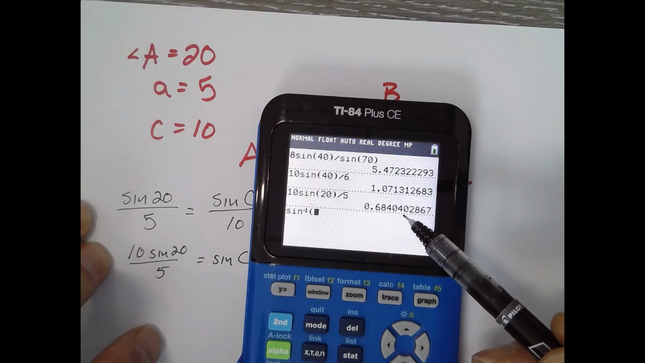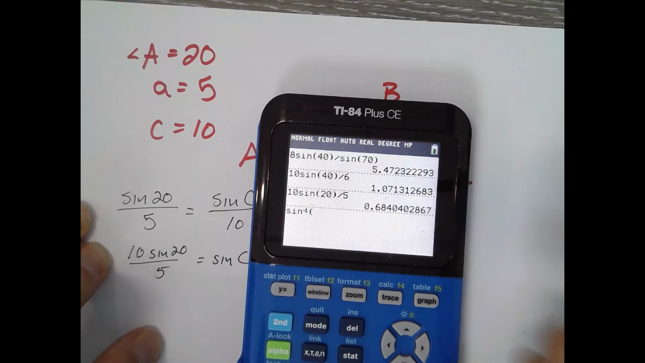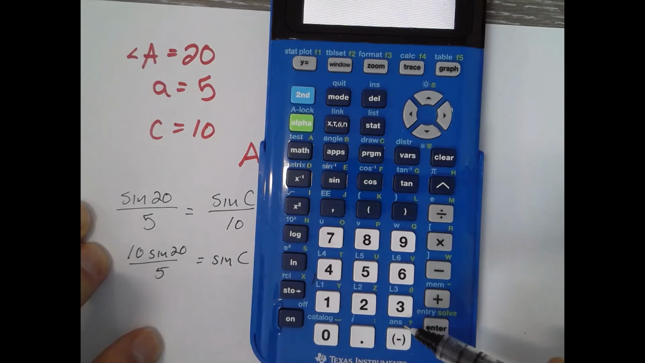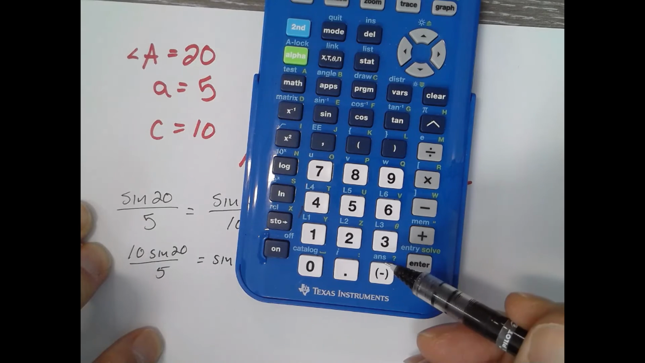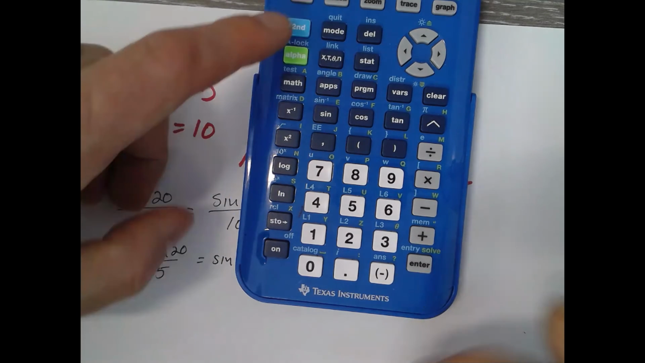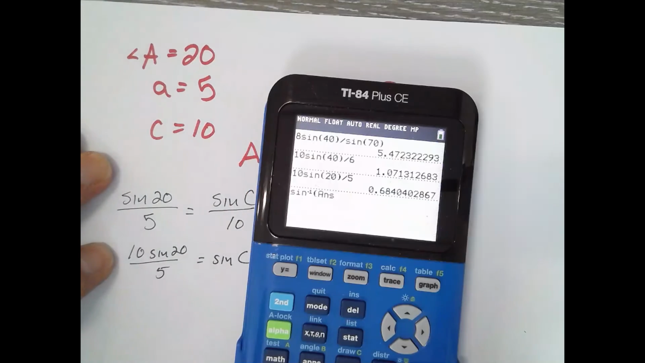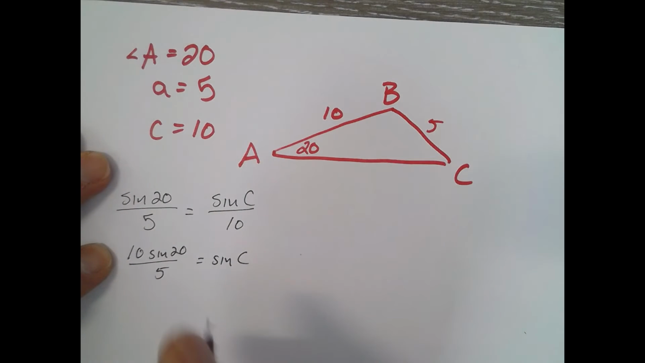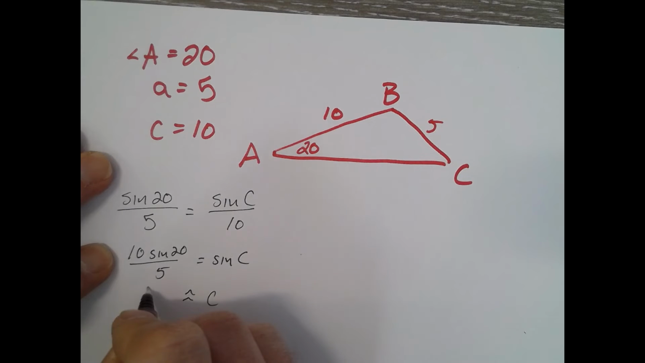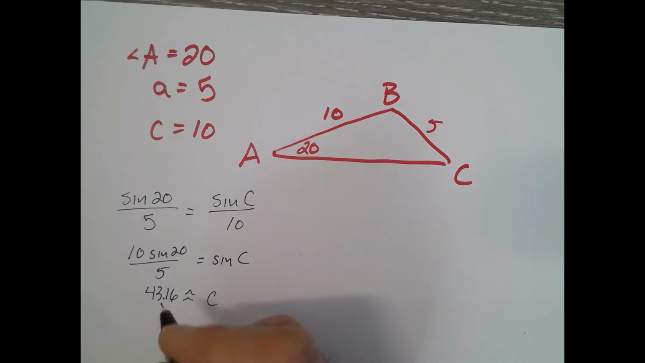So we're going to do the inverse sine, second sine, of that answer. Rather than retyping it, I'm just going to hit second, answer, and we get 43.16. All right, so C is about 43.16. So far, so good?